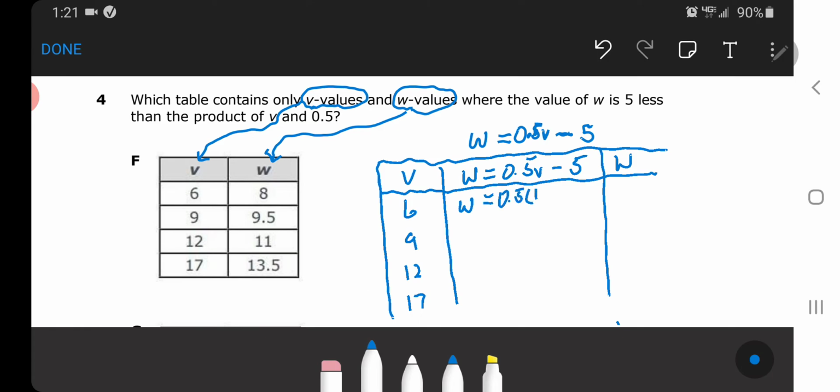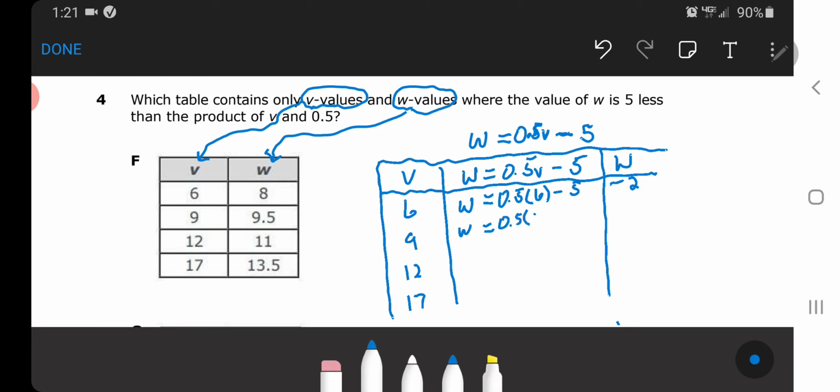0.5 times 6. Okay, replacing that V with a 6 now. Minus 5. And we do the math there, 0.5 times 6, well that's 3, and 3 minus 5 is negative 2. So we should get a negative 2. So that should be one of our points.